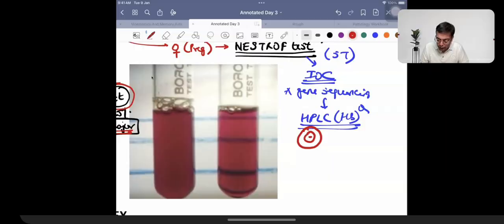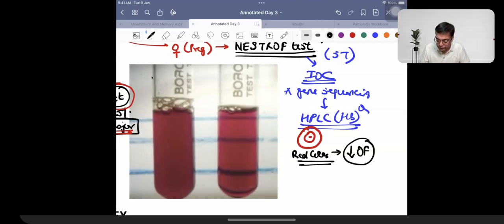So in case of thalassemia, why is this taking place? For the simple fact that in thalassemia, the red cells have decreased osmotic fragility. In thalassemia, red cells have decreased osmotic fragility. Osmotic fragility is less in them.